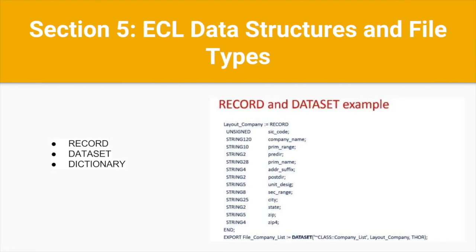So section 5 is a very dense section. I have condensed it here just for readability, but ECL data structures and file types. You have record sets, you have data sets, you have dictionaries, and these are just some. There are some other lesser used file types and data structures. So these are the ones I wanted to focus on.